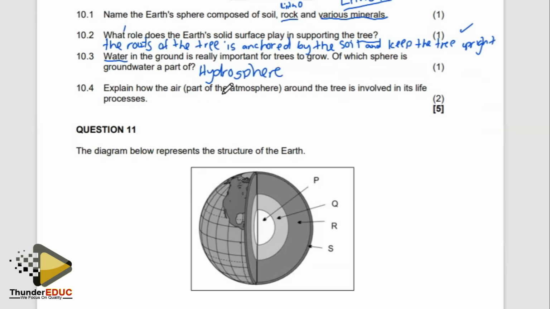Explain how the air, part of the atmosphere around the tree, is involved in its life processes. Remember, the tree needs carbon dioxide that is found in the air. Remember, carbon dioxide is a component of the air. So the trees need carbon dioxide from the air for the process of photosynthesis, because remember, the trees are autotrophs. So for the process of photosynthesis, the tree needs carbon dioxide. So what I'm going to write here, we're saying the leaves of the trees absorb.